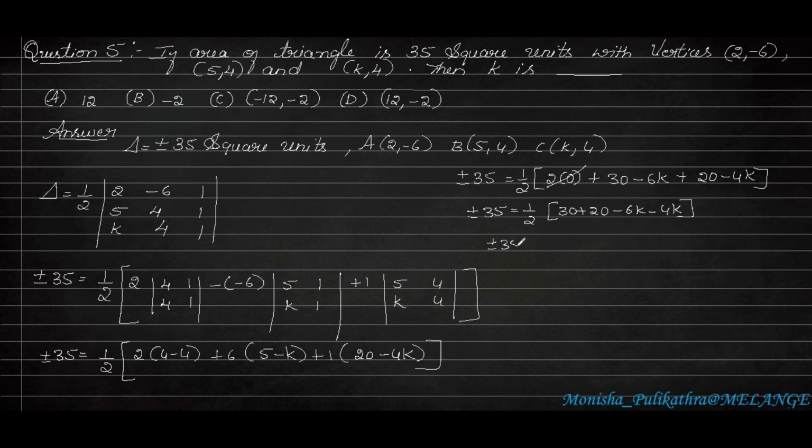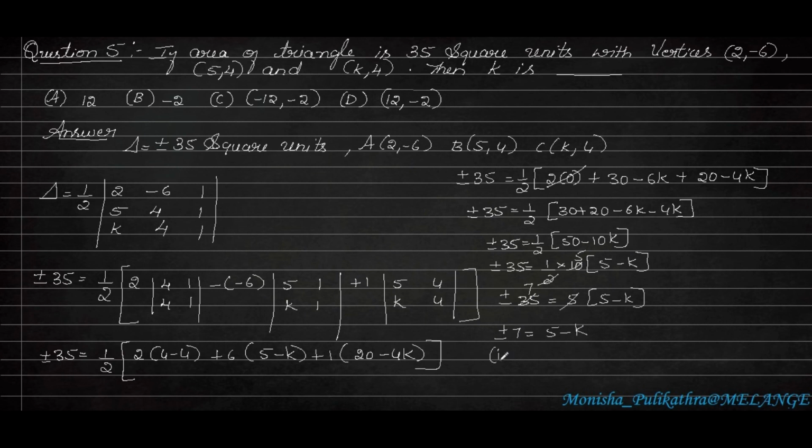So plus or minus 35 is equal to half. So it will be 50 minus 10k. So here I will be taking 10 common in the bracket. So when I take 10 common, here it will be 10 5s and 10 1s. So 2 1s, 2 5s. So plus or minus 35 is equal to 5 into 5 minus k. So here 5 1s, 5 7s. So we will get plus or minus 7 is equal to 5 minus k.